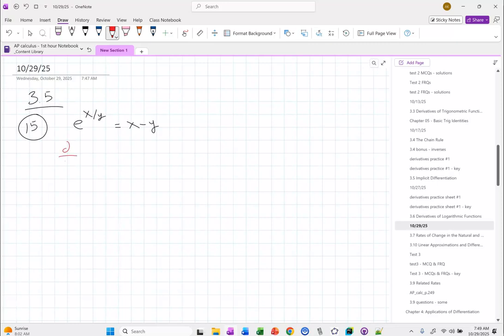So we'll start by taking the derivative with respect to x for both sides. So far, so good. In the first, or the left-hand side, to differentiate e to the x over y, we need to use chain rule. Very good.